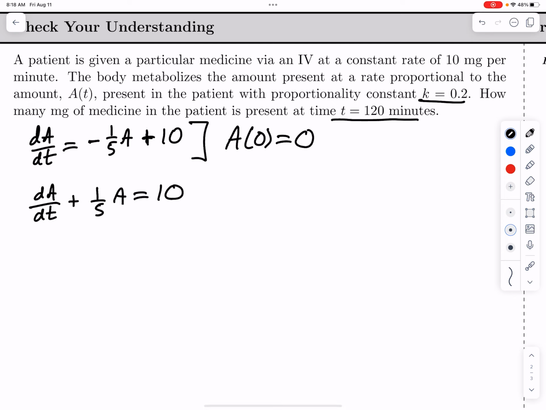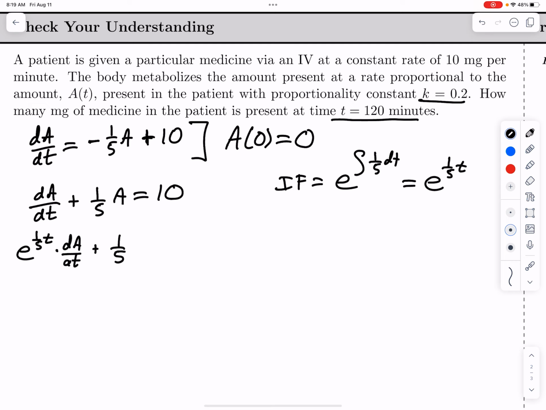It looks like it is a linear differential equation. And in chapter 2, we learned how to solve linear differential equations like this using the method of integrating factors. We take a look at that term that's adjacent to the A, and the integrating factor is e to the integral of that term, which is 1/5, and the antiderivative of 1/5 is just 1/5 t, so the integrating factor is e to the 1/5 t. So I'm going to multiply e to the 1/5 t times the entire differential equation.